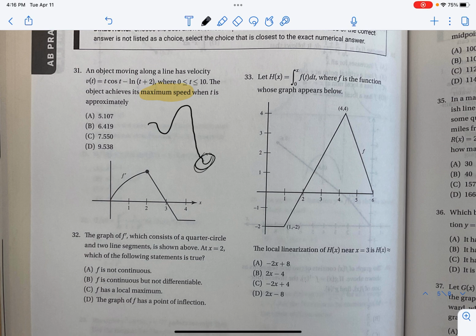The zero line, just FYI, is like that. Right? Maximum speed is not maximum velocity. It's when your velocity is as far away from zero as possible. So right around here, we have a big negative. Let me figure out where that happened. Sorry, I need to check my window.